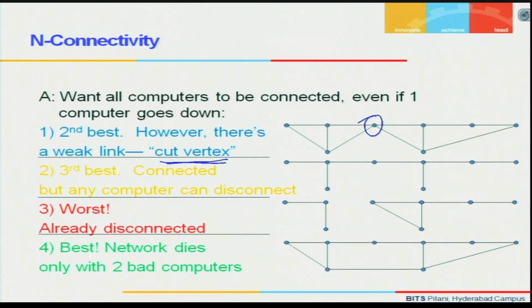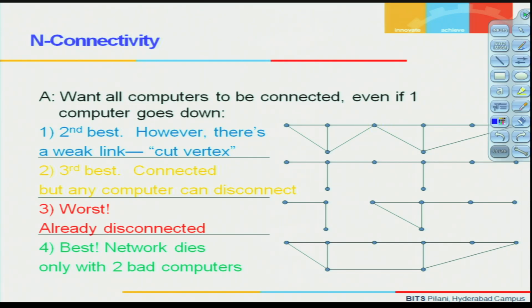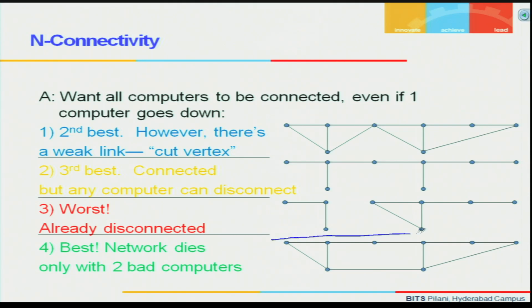And you see this particular graph, this is the best, because any computer coming down, or equivalently saying, if you remove any vertex from here, the graph will not become disconnected. If this guy goes down, still from here you can reach all other guys, there is another path.